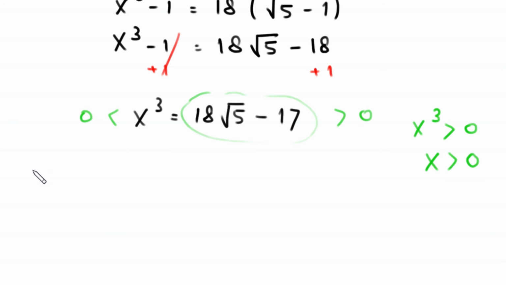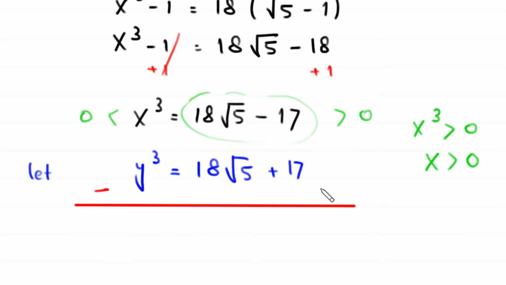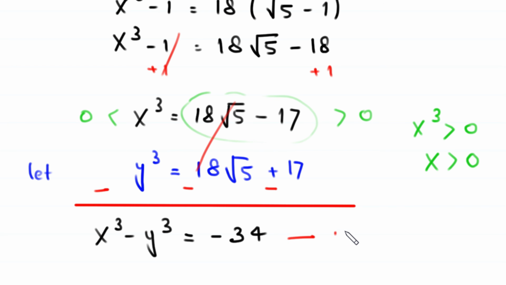Now we suppose that y cubed equal to 18 times root 5 plus 17, and we subtract these two equations. Due to subtraction, this positive sign will become negative, this positive sign will become negative, and this cancelled out. We are left with x cubed minus y cubed equal to negative 17 minus 17, which will become negative 34. Let's call this equation number 1.